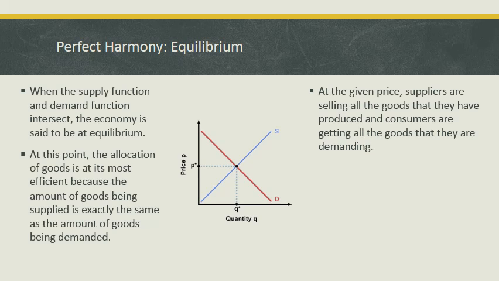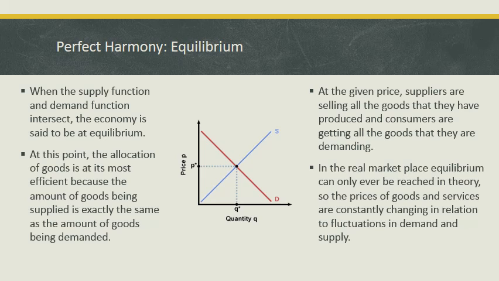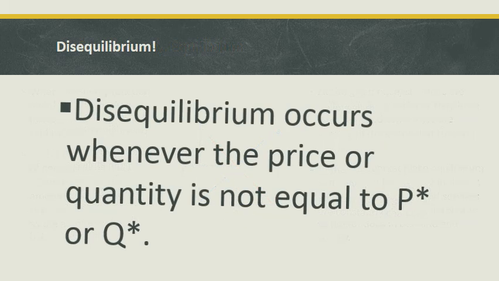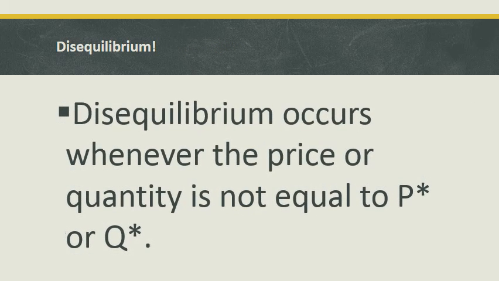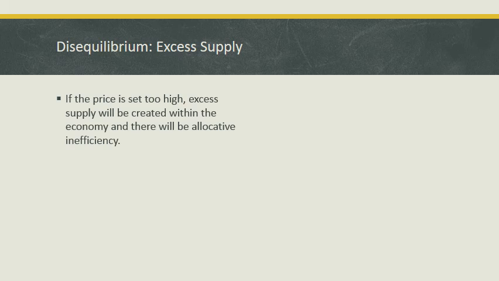At the given price, suppliers are selling all the goods that they have produced, and consumers are getting all of the goods that they are demanding. In the real marketplace, equilibrium can only ever be reached in theory, so the prices of goods and services are constantly changing in relation to fluctuations in demand and supply. Disequilibrium occurs whenever the price or quantity is not equal to P or Q.